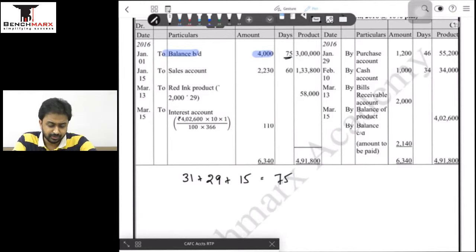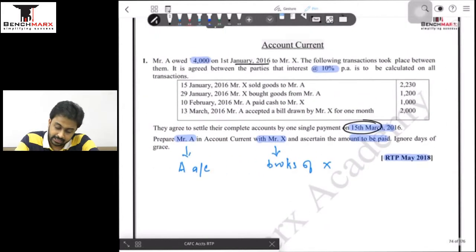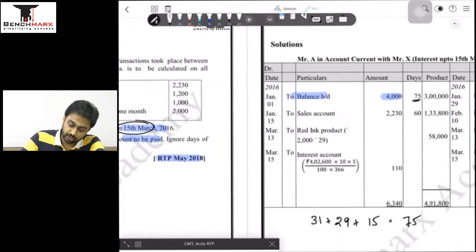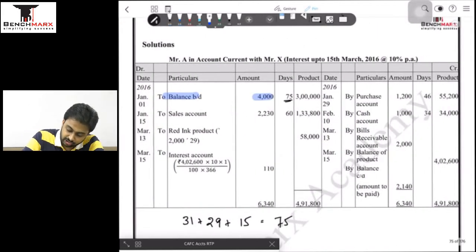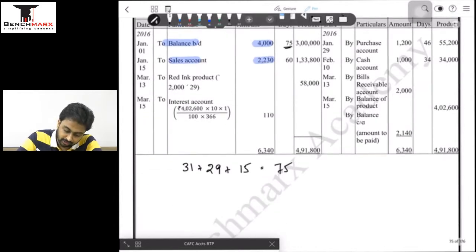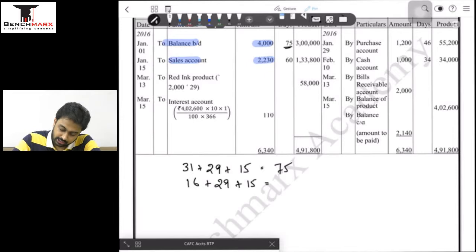Product is very simple: amount into number of days, and we will have the product column. First transaction, 15th of Jan, X sold goods to Mr. A. So we have sold to A. So A account debit to sales. This is the entry. Number of days is going to be like this: 16 days of Jan plus 29 days of Feb plus 15 days of March. That is as good as saying, is it 60? Yes, 60. So that is our number of days as well.